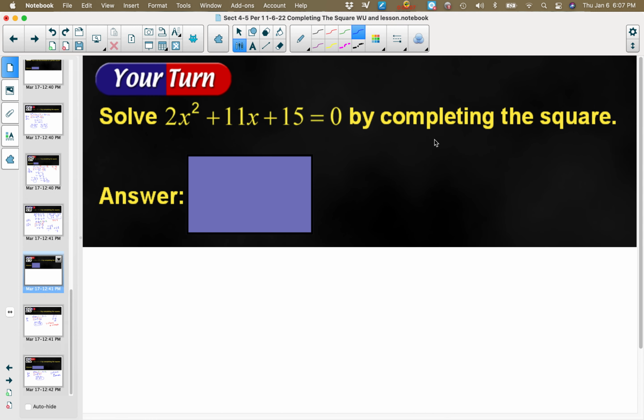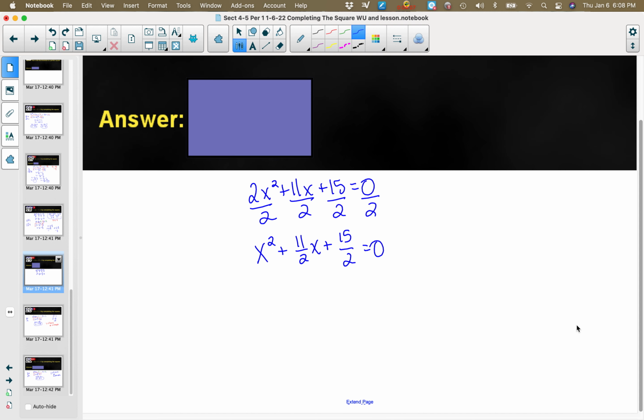So here's another one. I'm going to go ahead and do this one as well. We're going to start by taking the 2x squared plus 11x plus 15 equals 0. We're going to divide everything by 2, because that's the coefficient in front of the x squared. So we get x squared plus 11 halves x plus 15 halves equals 0. So next we're going to take x squared plus 11 halves x plus blank equals negative 15 halves plus blank.